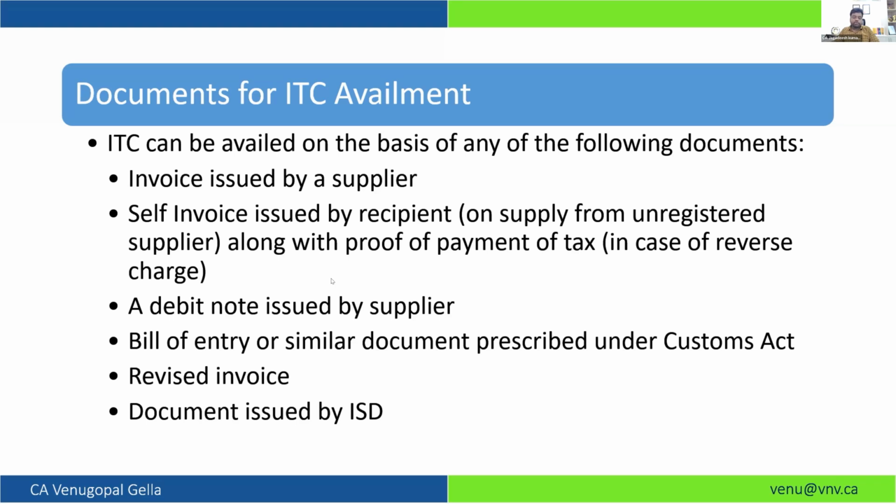First, the invoice issued by the supplier, the self invoice in case of RCM supplies, that is the inward RCM, or in case of import of service. Next, debit note, even on a debit note we can avail the ITC. In case of import, on the bill of entry I can avail the ITC, and on the revised invoice and document issued by the input service distributor. On all these documents, I can avail the ITC.